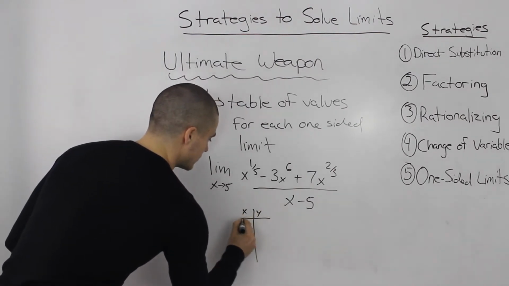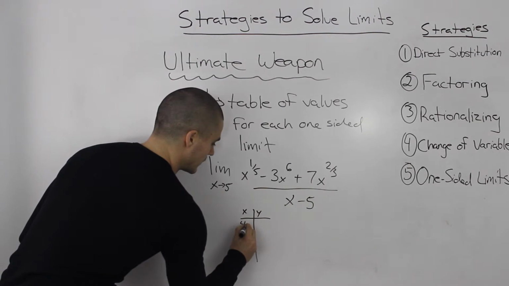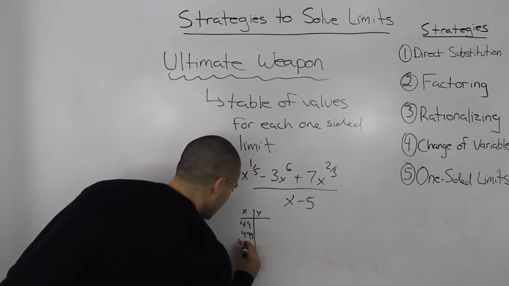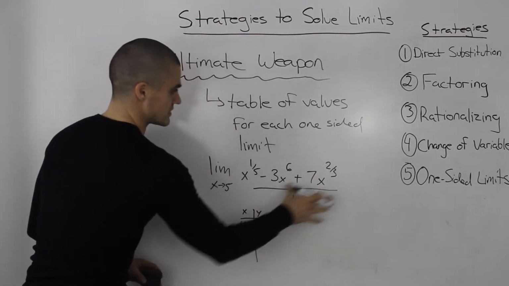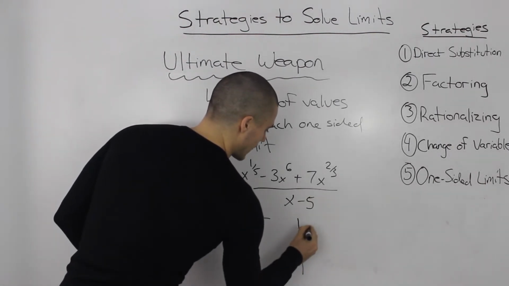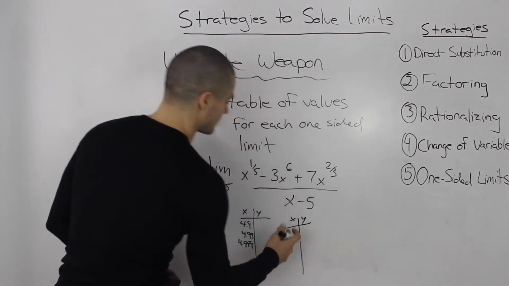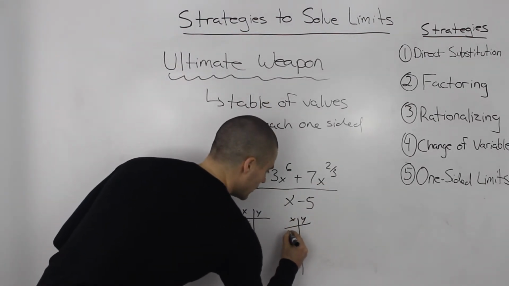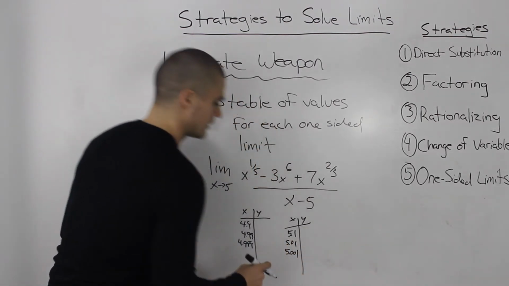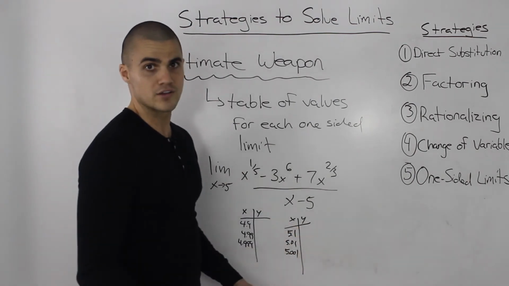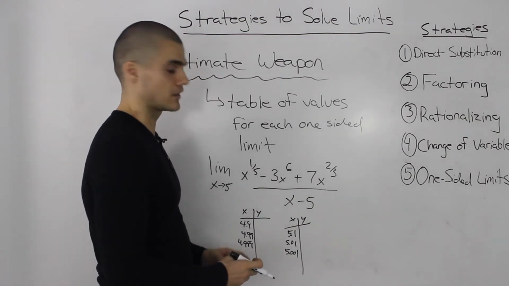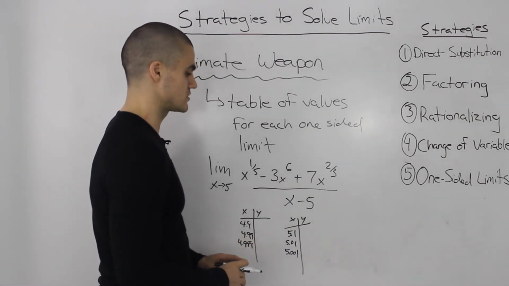So you can make a table of values as x approaches 5. From the left side we could plug in 4.9, 4.99, and then 4.999 into this function. Put in the y values. Then we can make a table of values approaching 5 from the right side, so 5.1, 5.01, and then 5.001, and then see where the y value is approaching there. And if the y values are approaching the same value, then the limit exists. And if they're approaching different values, the limit doesn't exist.